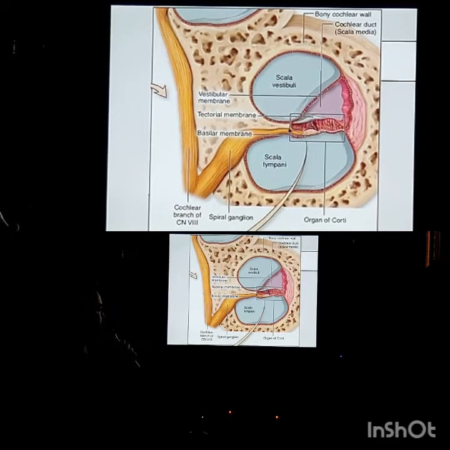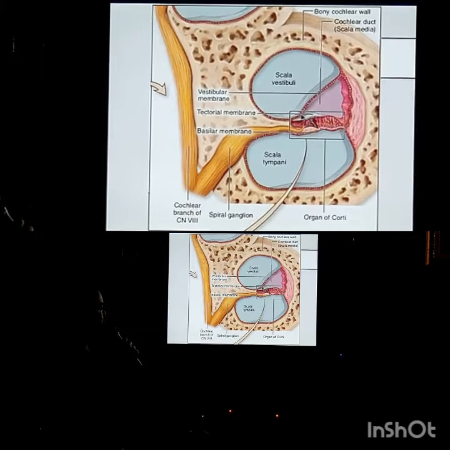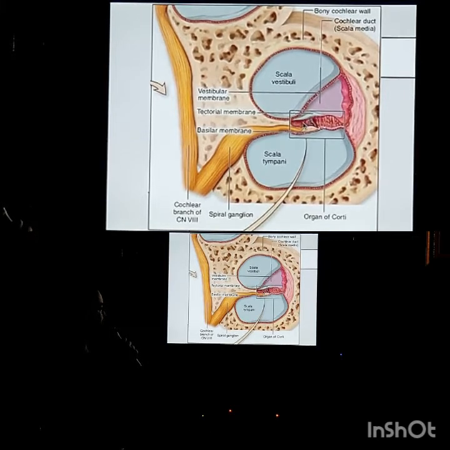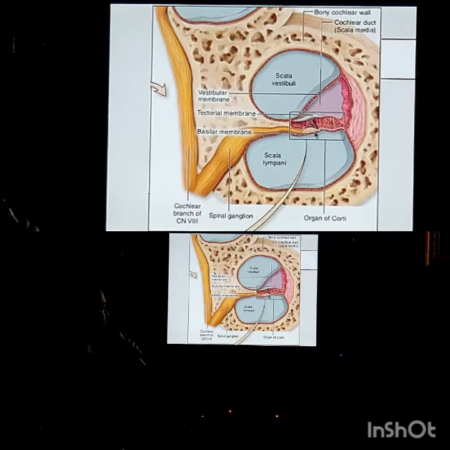So here's the organ of Corti. This is the organ of hearing, or the spiral organ. This is the Reisner's membrane, or the vestibular membrane, which separates the scala media from the vestibuli, and the fibroelastic basilar membrane, which separates the media from the tympani. Okay? So how is endolymph formed?